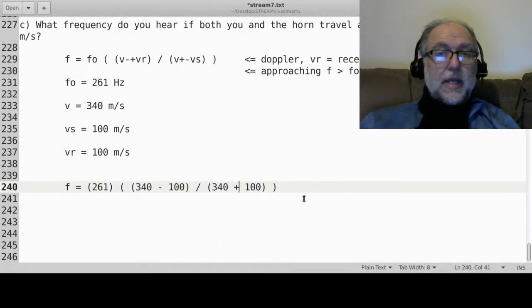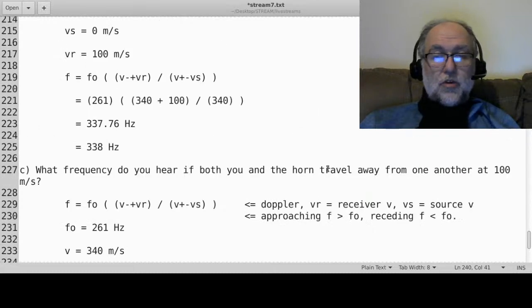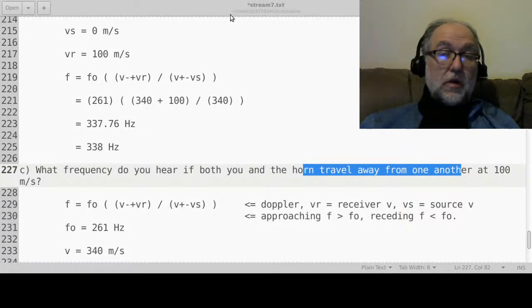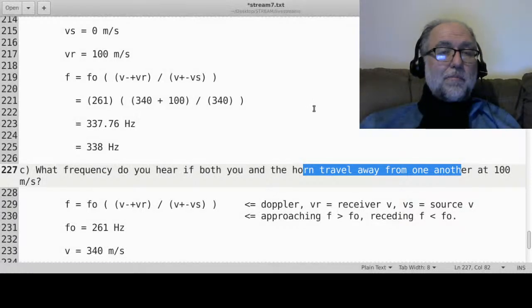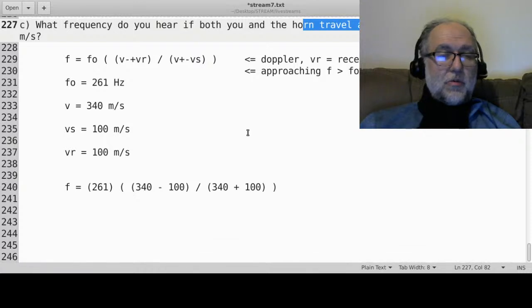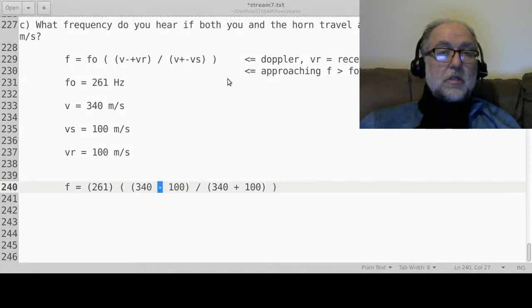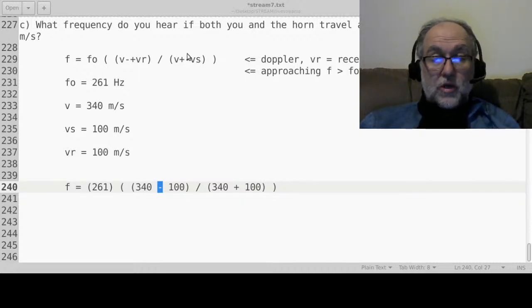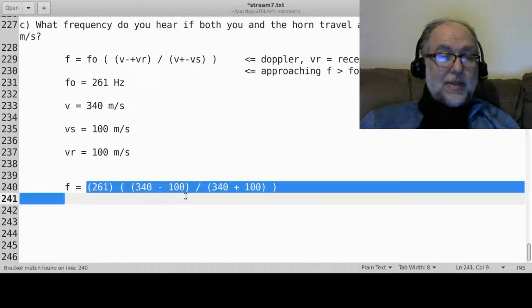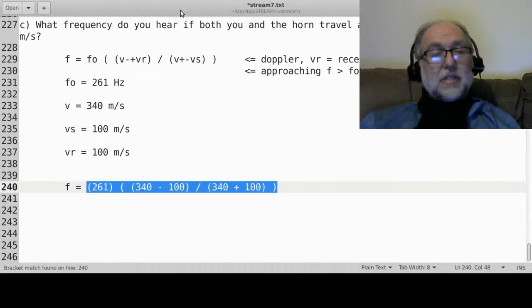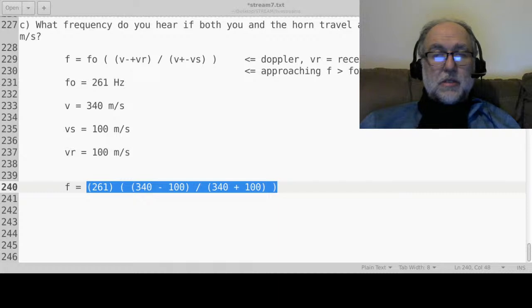Okay, all right. And again, I kept confusing this in my mind. They're both traveling away from one another. So they're both trying to decrease the frequency. When things travel away, they decrease the frequency. And so both are trying to decrease the frequency, both the receiver and the source. For the receiver to decrease the frequency, you want a negative in the numerator. For the source to decrease the frequency, you want a plus in the denominator. Okay, so that's how I think it out. All right. By the way, part C is about as complicated as you can get with these problems.